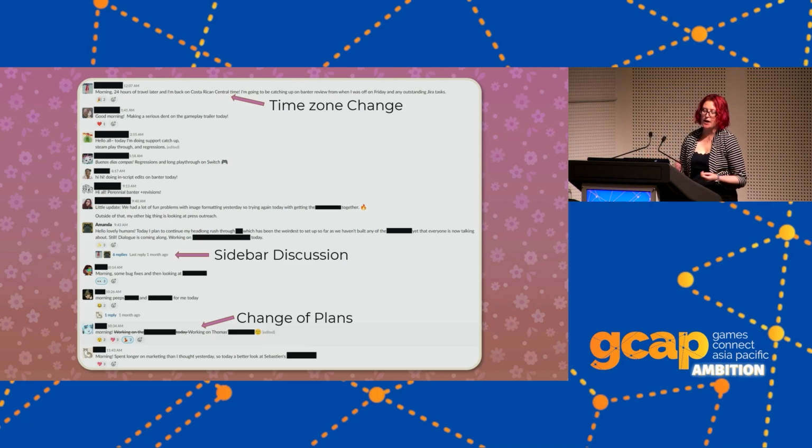So this is how we think about asynchronous work. It's not that we're creating new processes. We're figuring out how existing processes can be adapted so that they work for lots of time zones and they work for lots of people in different places, in different locations.